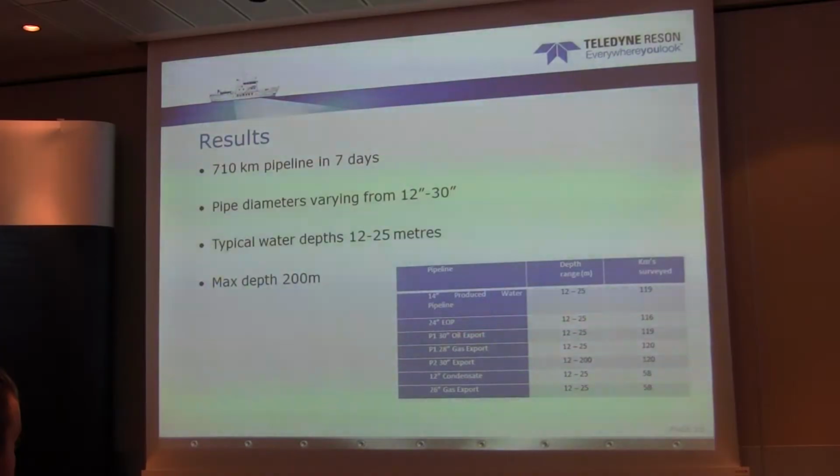So just looking into the results then, we surveyed for 7 days and we collected 710 kilometers of pipeline data, so that's about 100 kilometers a day. We did the same survey a few weeks ago and got similar results again. The pipe diameters varied from 12 to 30 inch, mostly in shallow waters. So that's the shelf break, around 30 to 50 meters, which is where we're doing most of the work. And then we followed one pipe as an experiment up to 200 meters water depth.